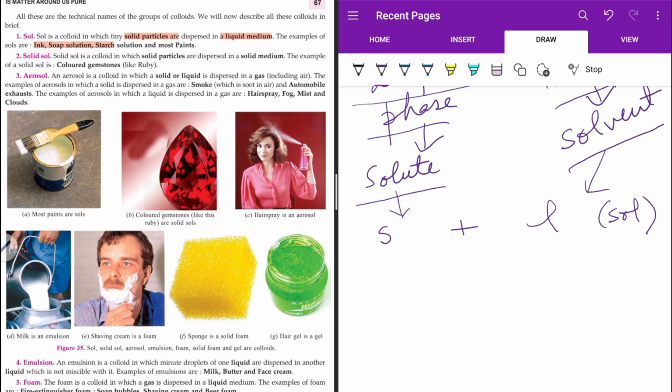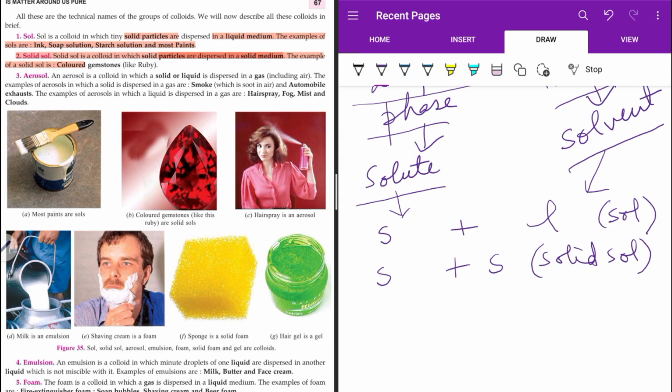Examples: ink, soap solution, starch, paint, they are all sols. Solid sol means solid particles in a solid dispersion medium. Colored gemstone, ruby, that forms a solid sol. So solid in solid will form a solid sol.